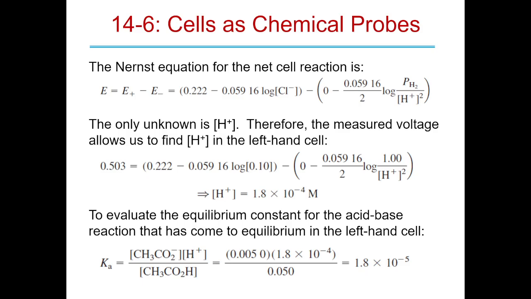That would be overall equilibrium. Okay, so our Nernst equation for the net cell reaction, notice that you can set up your Nernst equations for your positive and negative sides in this, so you can plug these in. See, this is the Nernst equation for the positive minus the Nernst equation for the negative. Okay. And then we can just plug in the numbers as needed. In this case, we only don't know H+, so the measured voltage would actually allow us to find H+ in our left-handed cell. What do you think we're kind of looking at?